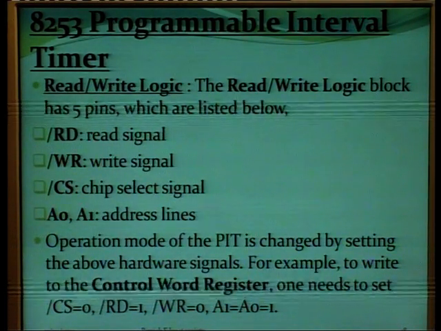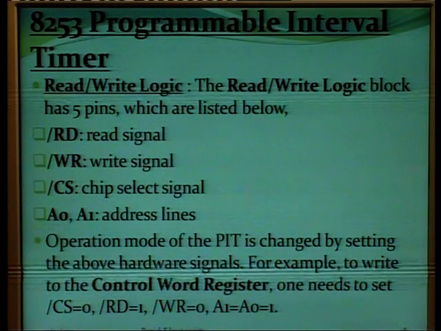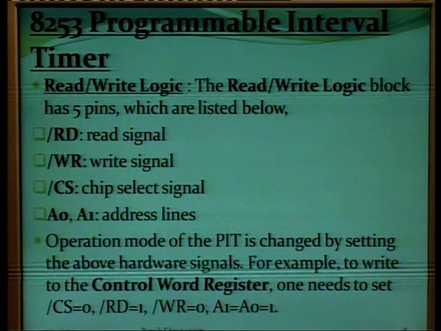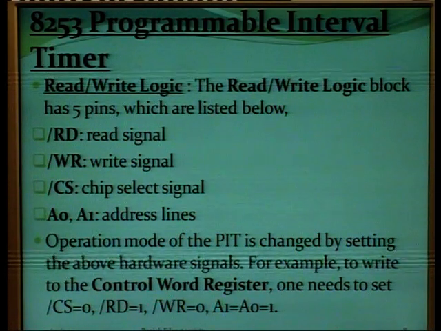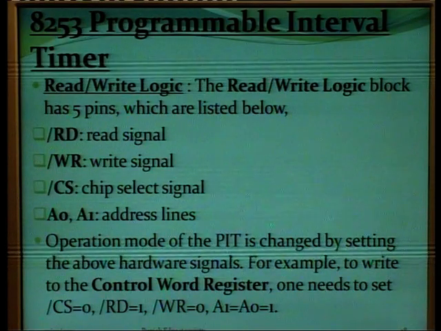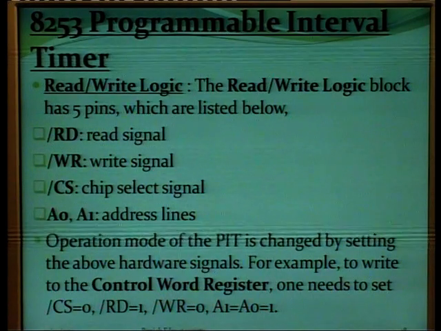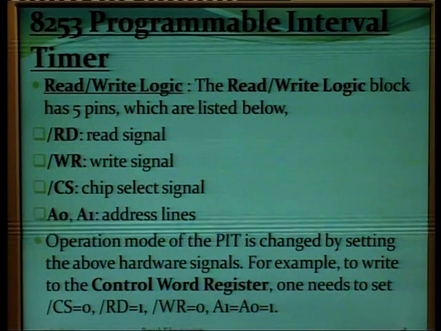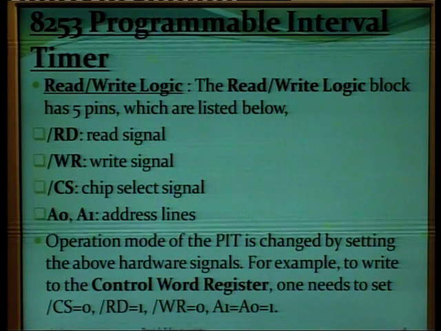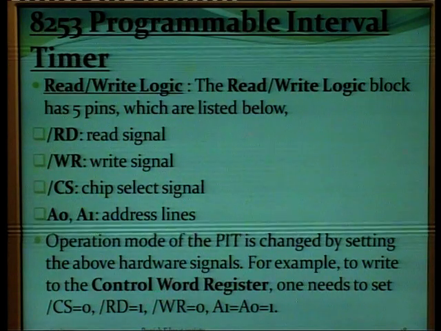Read write control logic. This block contains 5 pins, that is read bar, the read signal, write bar, the write signal, where bar means these signals are active low, CS bar, the chip select signal, and A0 and A1, the address lines. There are 6 operating modes of 8253. Operating modes of the PIT are changed by setting the above hardware signals.